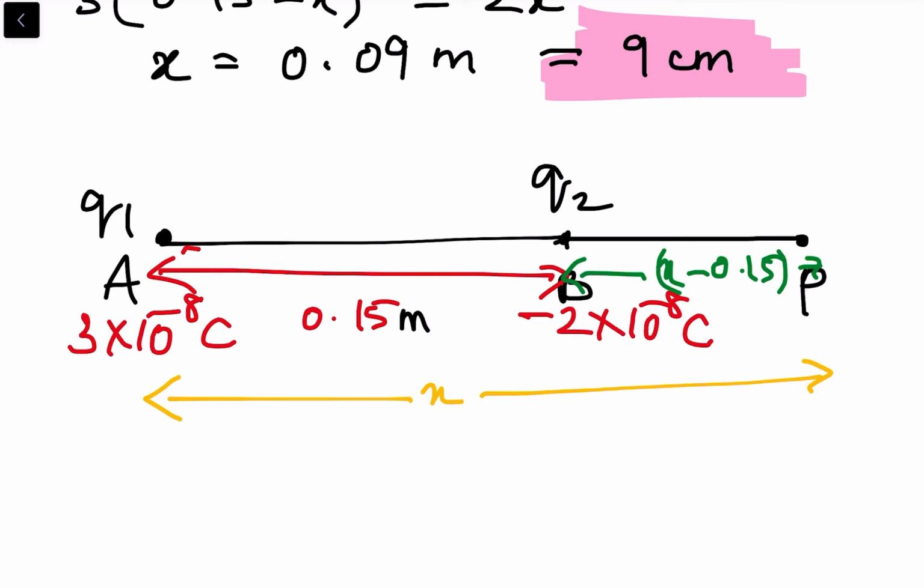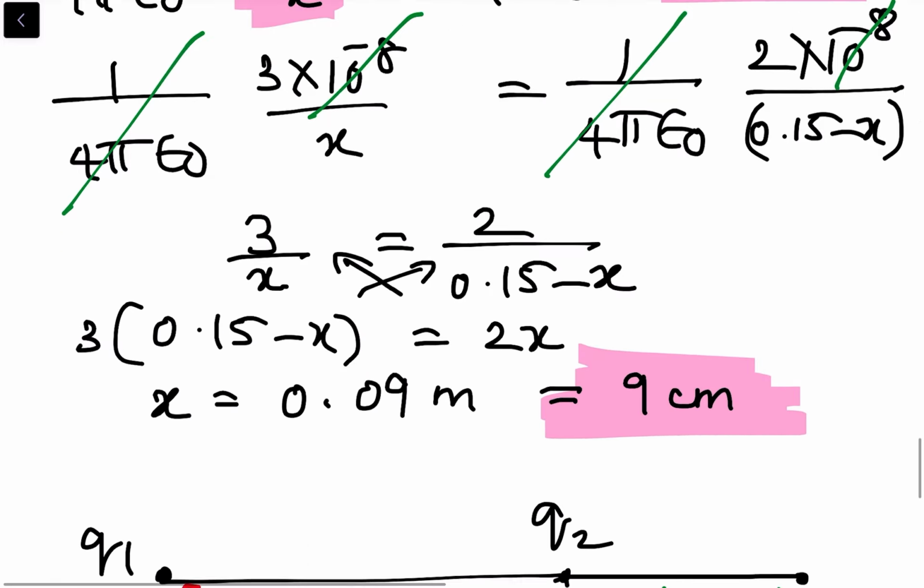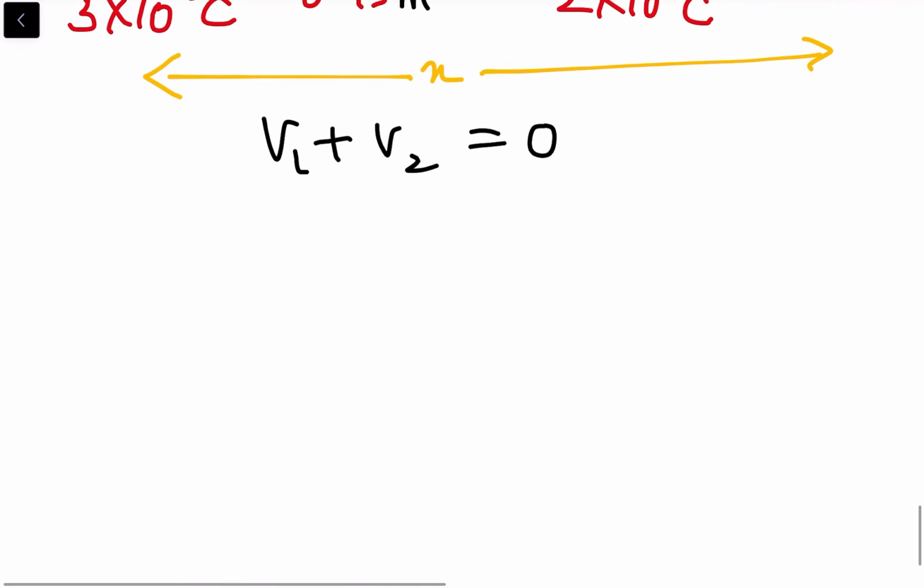So once again, when the point is outside, we will add V1 plus V2 is equal to 0. Already we have done V1, V2 here. You can see here, but the only thing is now the distances will change. Earlier the distances were x and 0.15 minus x, but now it will be slightly changed. From A it is x only, from B it will be x minus 0.15. That is the only difference, and the remaining all will be the same. So let us do that.